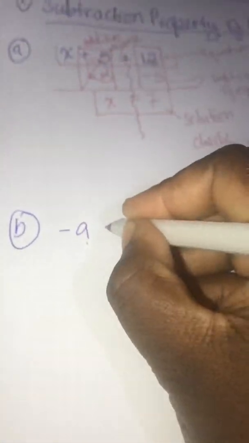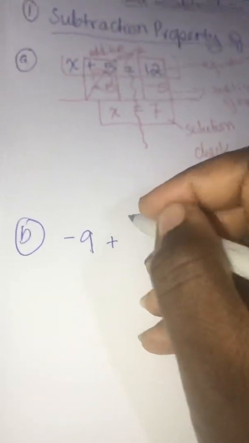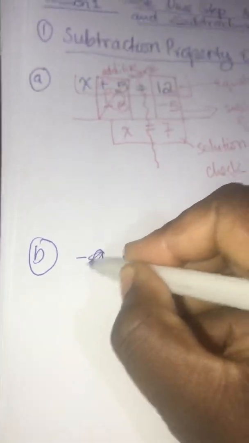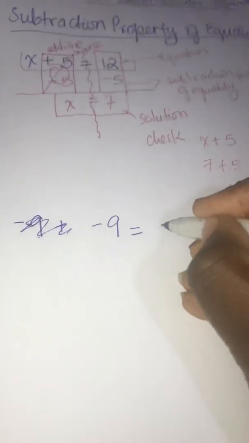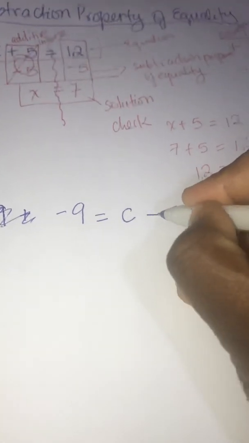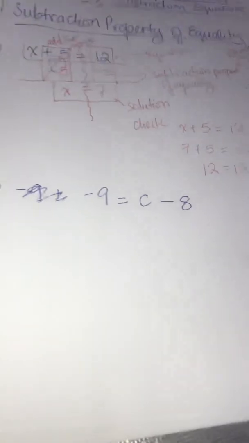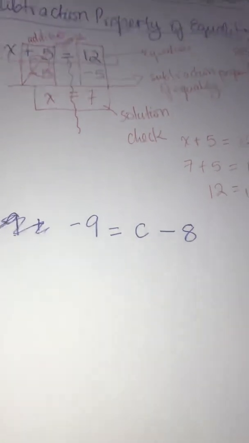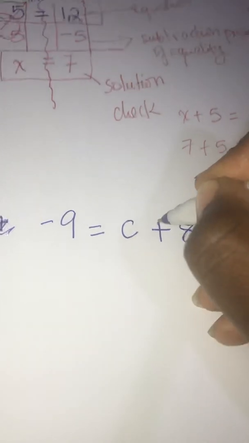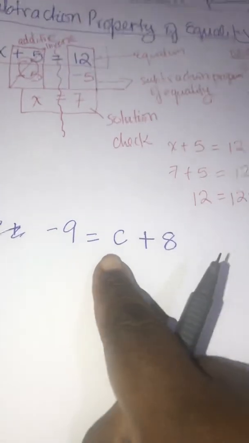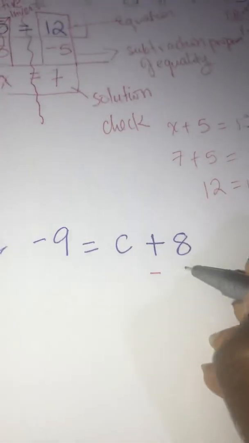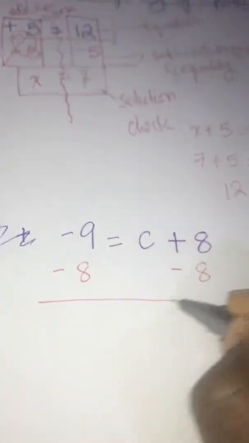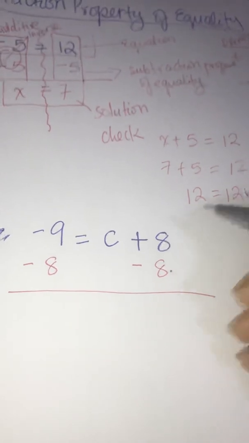Negative 9 equals C minus 8. Let's do that. Okay. Sorry, this is plus. It has to be plus because we are doing subtraction. So I said you go to the side with the letter. So this is the side with the letter. Since it's plus here, I will minus. So this is the subtraction property of equality.